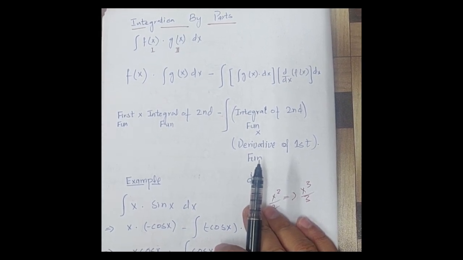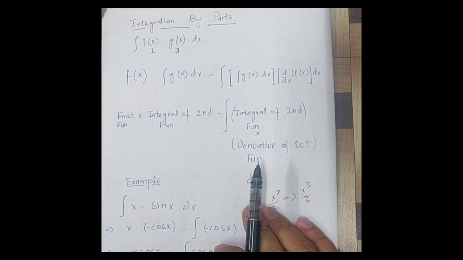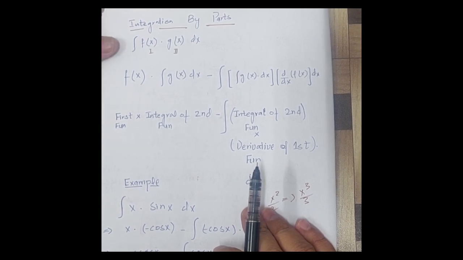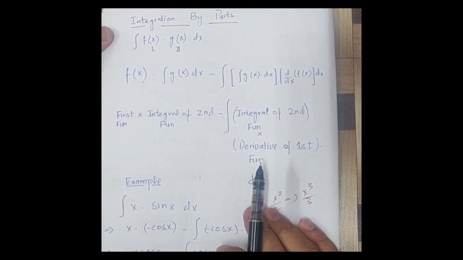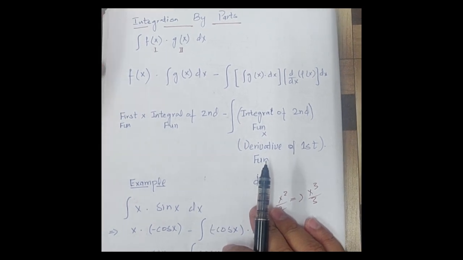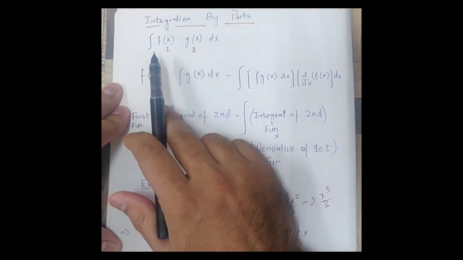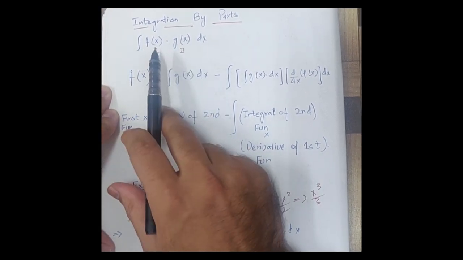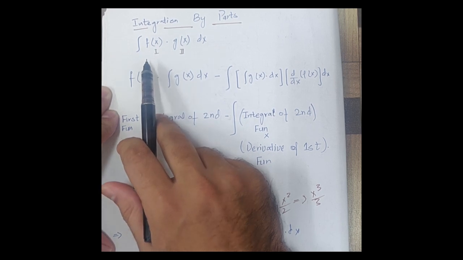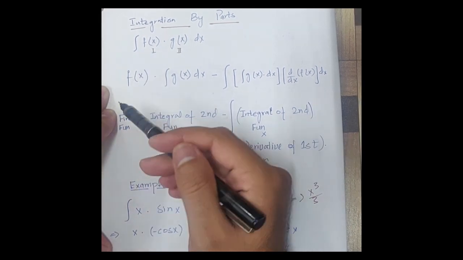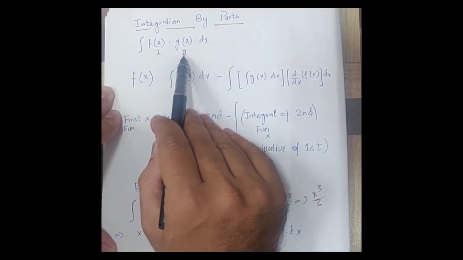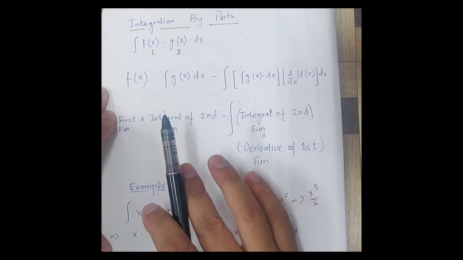In integration we often face integrals that have two functions multiplied together. To solve such integrals we use a formula called integration by parts. Let's assume there's an integral which has two functions, f of x and g of x. To implement the integration by parts formula, we will call this function the first function and this function the second function. That's just an arbitrary notation.